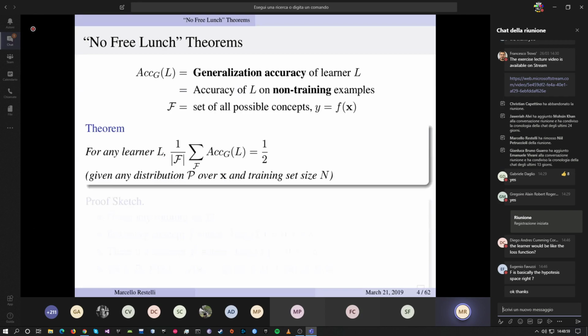So as you can imagine, this result is quite disturbing because we are doing all this stuff here, all the course, all this complex mathematics. We are investing billions of dollars in research in machine learning, and then we have a theorem that says that any learner cannot have an average performance that is better than 0.5. So any learner cannot be better than random guessing.